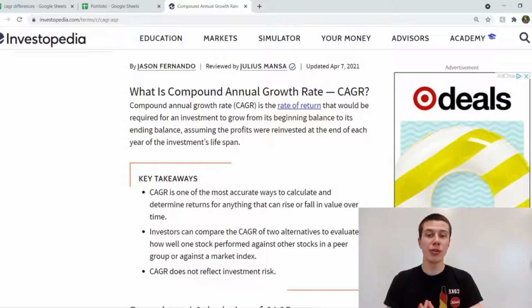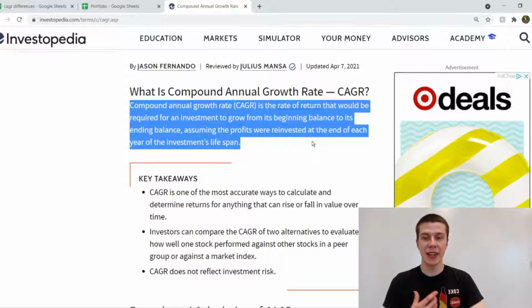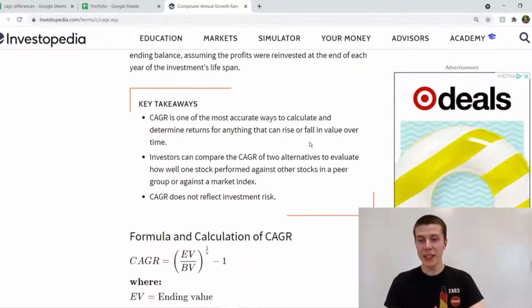The compound annual growth rate, or CAGR, is the rate of return that will be required for an investment to grow from its beginning balance to its ending balance, assuming the profits were reinvested at the end of each year of the investment's lifespan. So basically, CAGR is simply the growth rate on a year-over-year basis that something grows. So in the case of the dividend, that is the growth rate of the dividend each year.